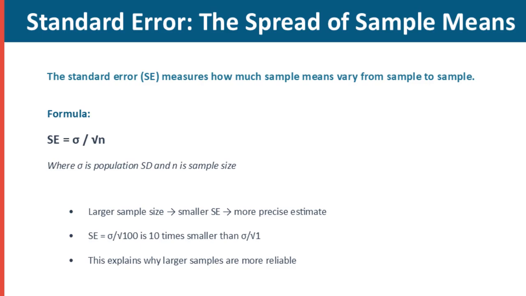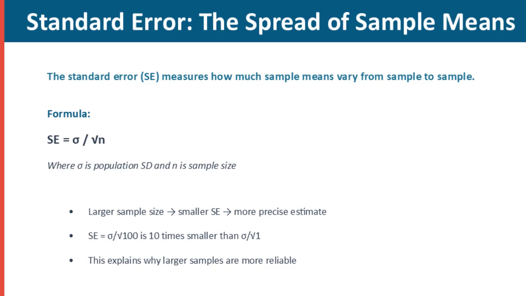If you have a population standard deviation of 10 with a sample size of 1, the standard error will be 10 divided by square root of 1, which is 10. With a sample size of 4, the standard error will be 10 divided by square root of 4, which is 10 by 2, which is 5. And with a sample size of 100, 10 divided by square root of 100, which is 10 by 10, is equal to 1. Notice, as we increase the sample size, the standard error comes down, right?